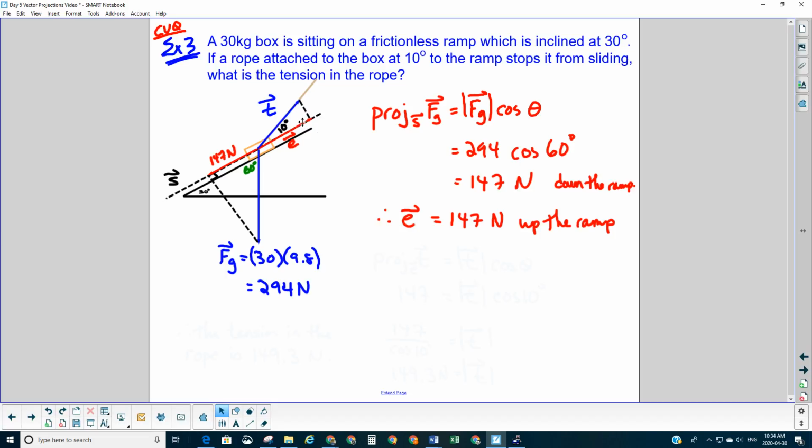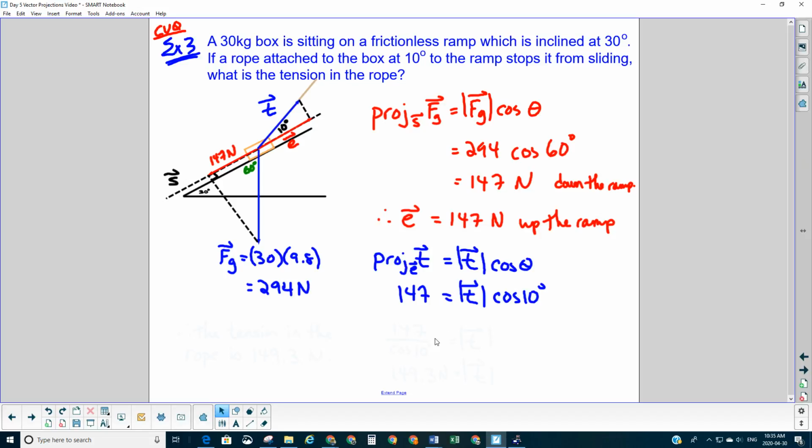Okay, so it produces this other projection question. The projection of T onto E is what I know, and it's T cos theta. But this 147 is the answer. I want to know how big the T was to produce this answer. So the 147 is the known. It's this side down here. I want to know the T value at the angle of 10 degrees. So I now am going to solve for T.